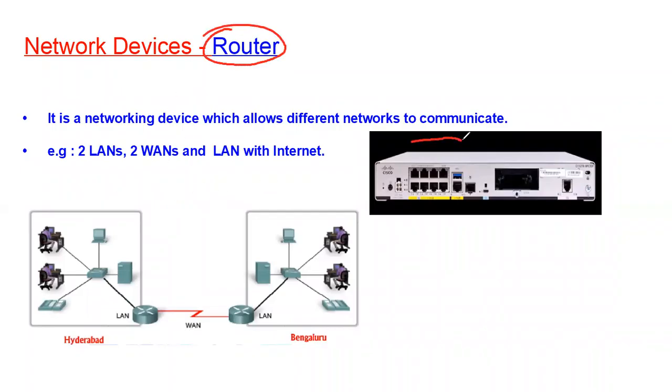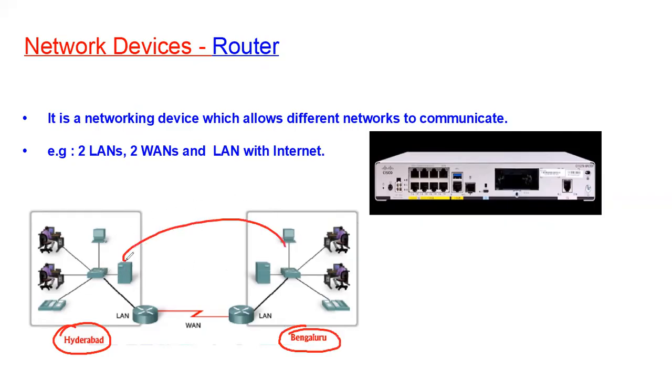So this is the picture of router. What is the use of router? It is a networking device which allows different networks to communicate. Let us say you are having two different LANs or two different networks. In this example, we are having Hyderabad LAN and Bangalore LAN, and you want to make the communication between these two different networks.